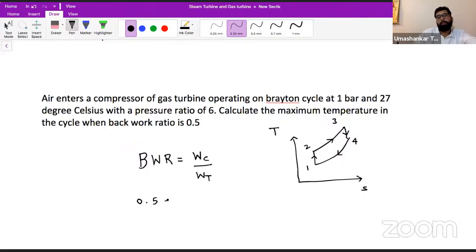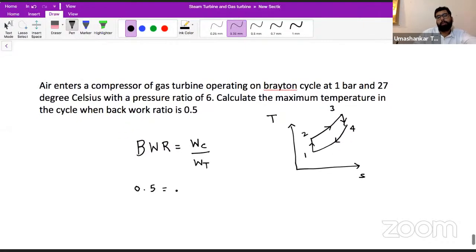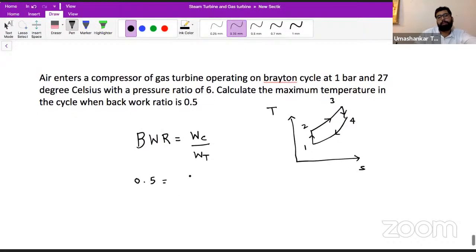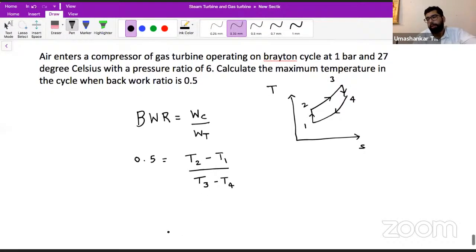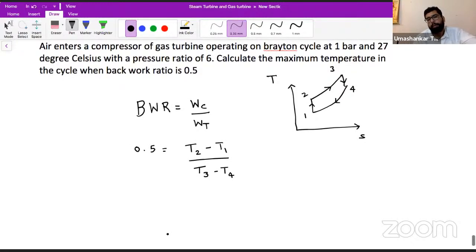So back work ratio is 0.5. We have compressor work, Cp we can cancel out, so compressor work is T2 minus T1, upon turbine work, which is T3 minus T4. Is that correct or not? Okay, so this is given.